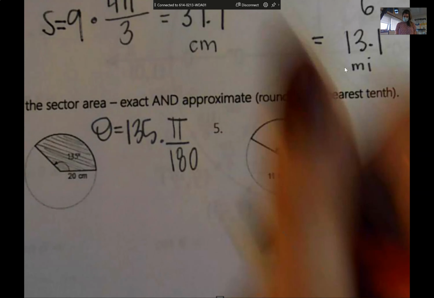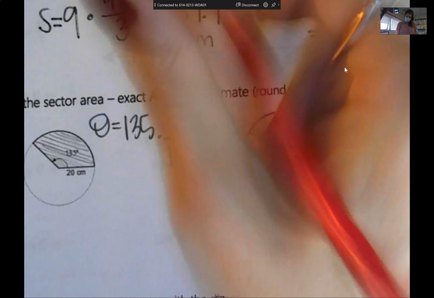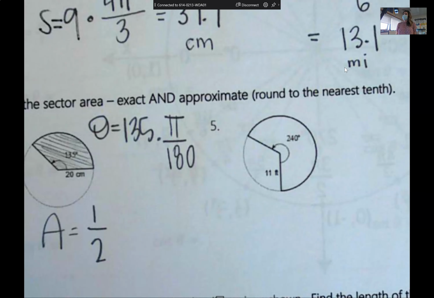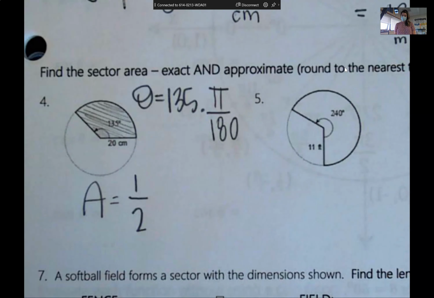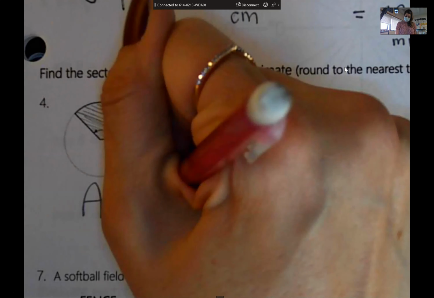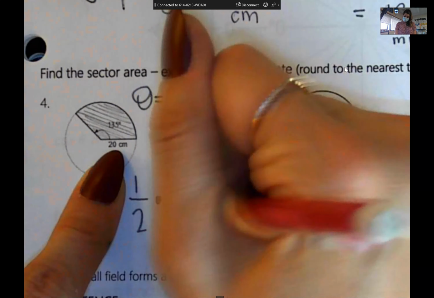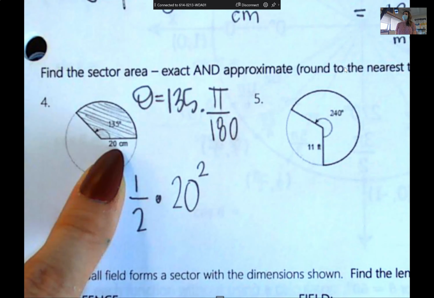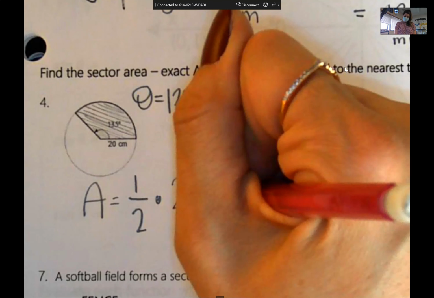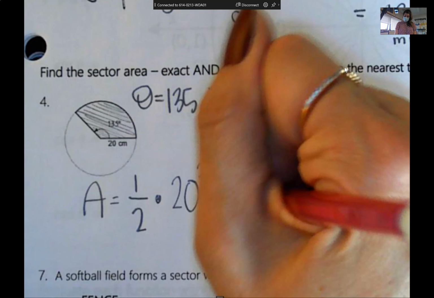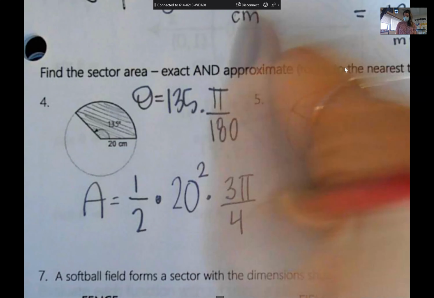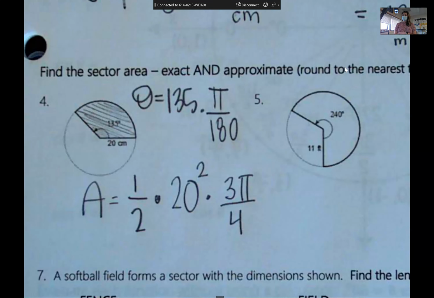I think it's 3 pi over 4. Yeah. Is that what you guys are getting? So area is 1/2. You can use 0.5 if you want to. Times radius is 20 squared, because this is area, times 3 pi over 4. And I'm just going to plug it into Desmos exactly like that, even though it's not pretty.